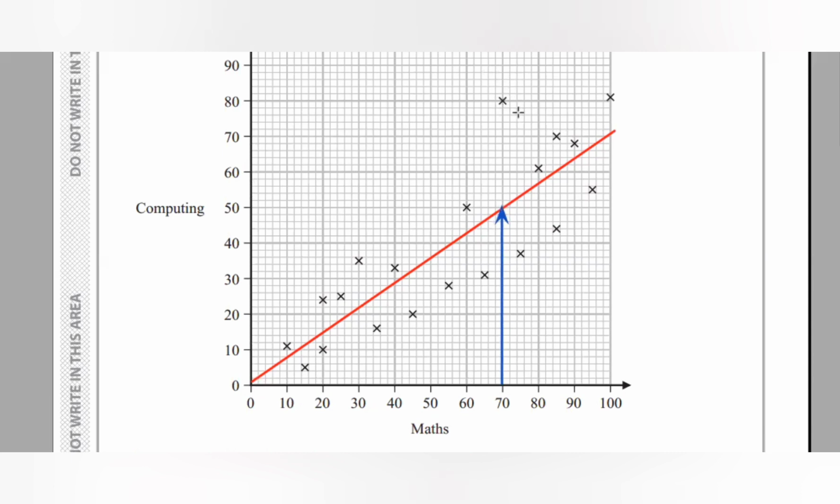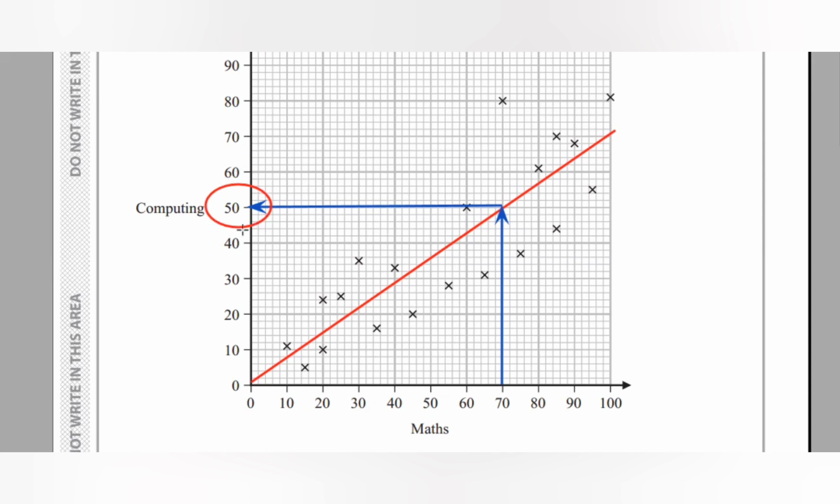This is called an outlier. An outlier is a point which is extreme data. It might happen because of a mistake or extreme data. Now we stopped at the line of best fit. Now we go back to the computing mark and we find out that the student got 50 on the computing mark.